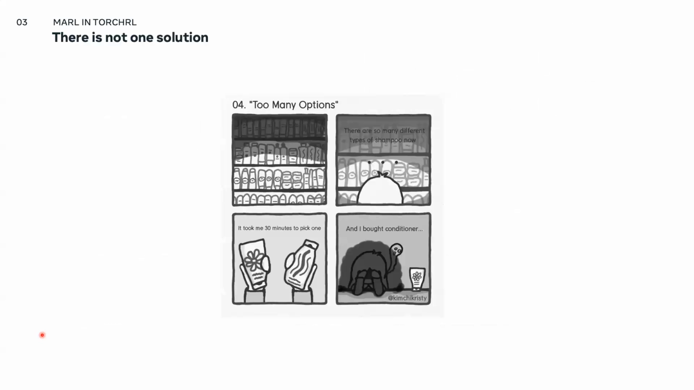So it's kind of the problem where, when you arrive at the supermarket and you have to choose a shampoo, and there are 3,000 shampoos, and you take 30 minutes to pick one, and in the end you get conditioner.